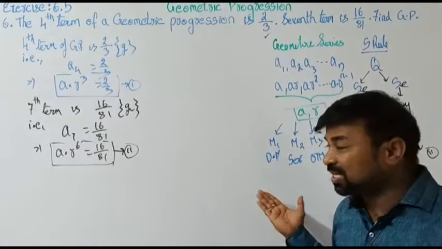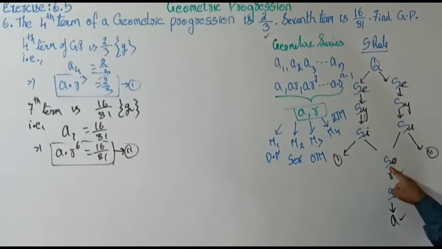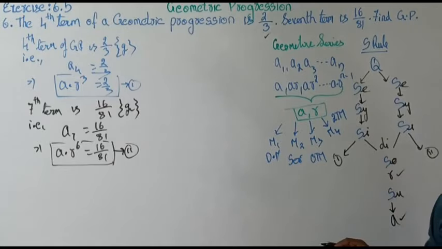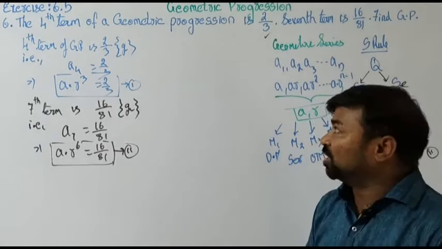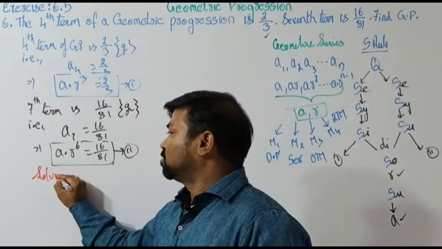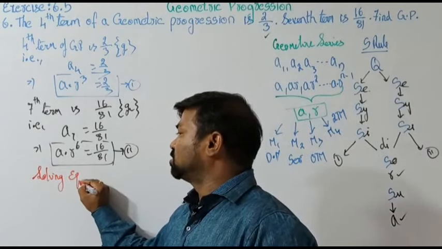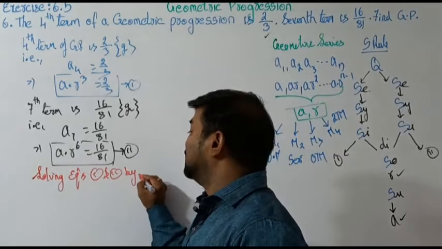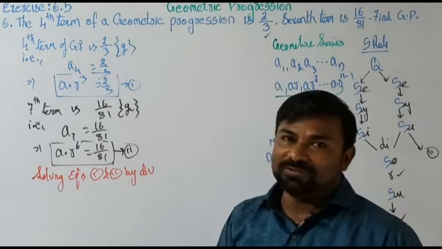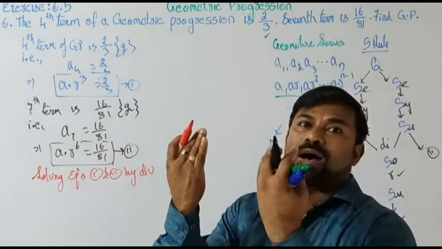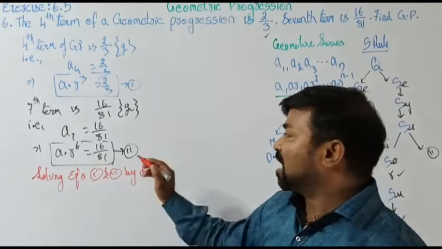As the S rule says, after getting equations 1 and 2, we have to solve it. Here, please remember, in GP we divide the equations and solve. So we are solving equations 1 and 2 by division. But please remember, the bigger equation goes on the top and the smaller equation in the denominator.